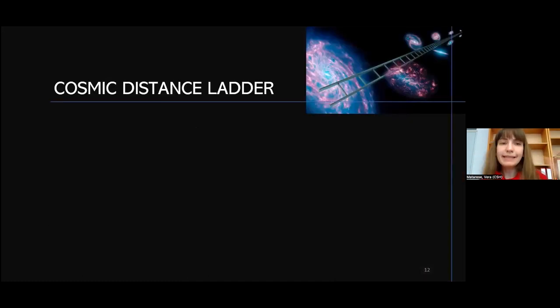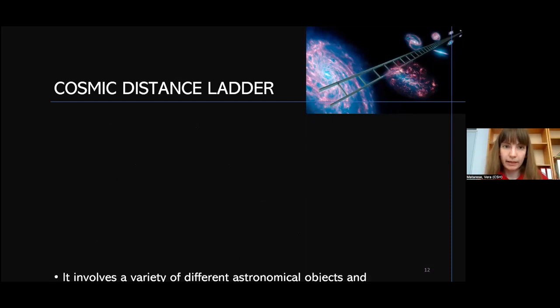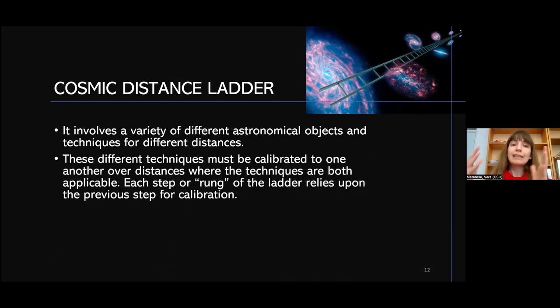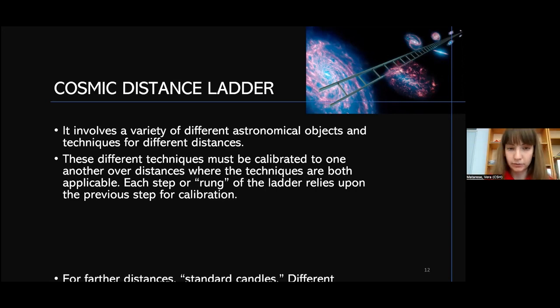So now let me tell you a little bit more how the cosmic distance ladder is built. Of course, it involves a variety of different astronomical objects and techniques for different distances. And then we need to find some kind of intermediate distances where different kinds of techniques can be applied, so that the different techniques can be calibrated one to the other. So that basically each step or rung of the ladder relies upon the previous step for calibration.